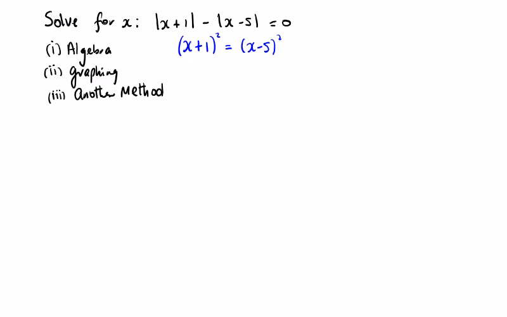So we could use the modular bars first and then get rid of them and square them on the second line, but we know that we have to square these modular equations. So we're going to get x squared plus 2x plus 1 is equal to x squared minus 10x plus 25. Straight away we can cancel our x squareds, and if I bring the 10x to the left, we're going to have 12x, and if I bring the 1 to the right, we're going to have 24. So x is equal to 2.